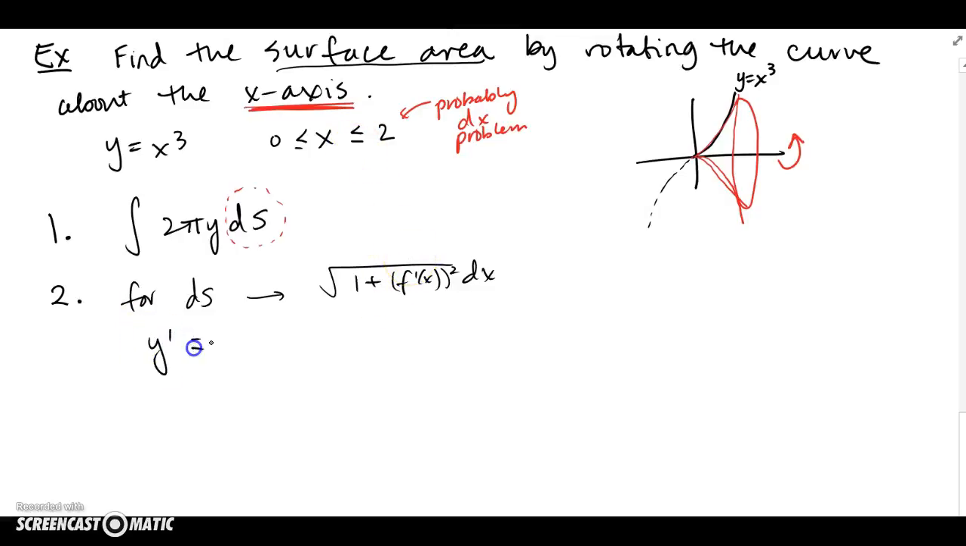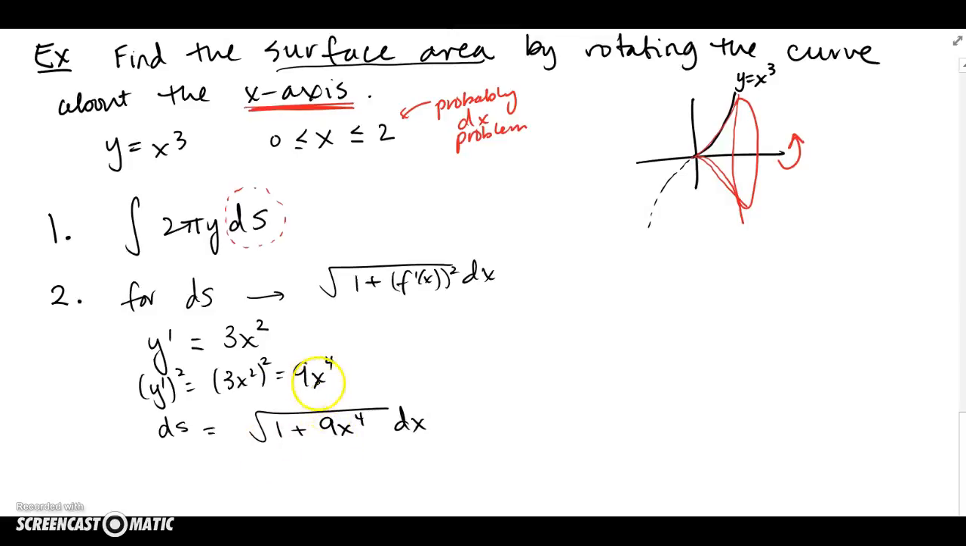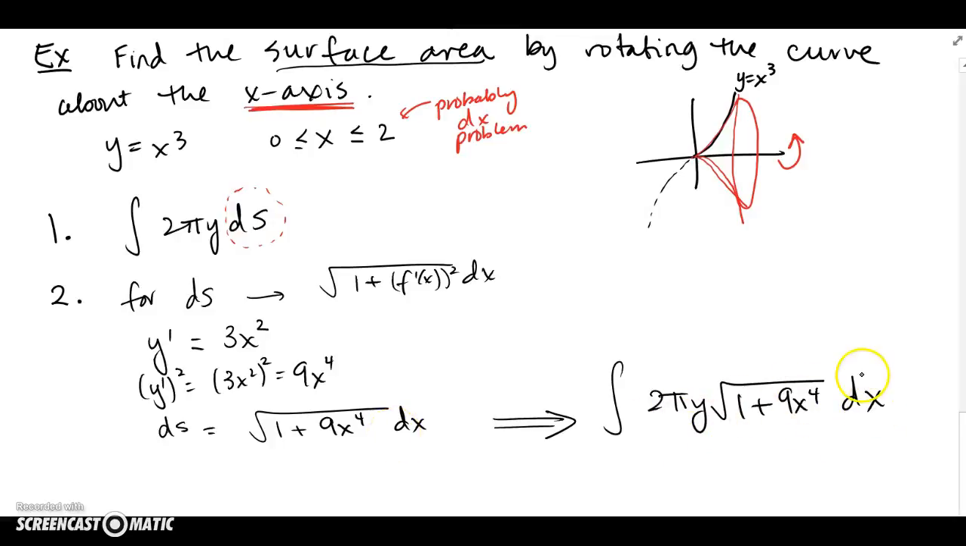So y prime is 3x squared. This is all arc length stuff that we did before, and then y prime squared is going to be 9x to the 4th, and then I have the square root of 1 plus 9x to the 4th dx. So I got my ds, I put it in, and then I'm ready to start doing the integral. I got my 2 pi y ds, and I know that's a dx problem, so from 0 to 2 were my limits of integration for x values.